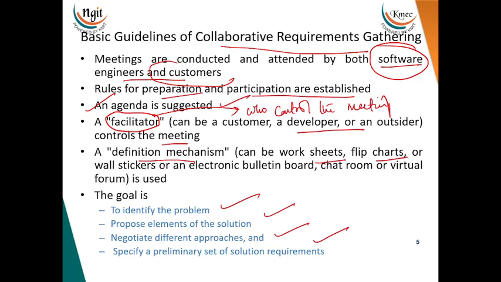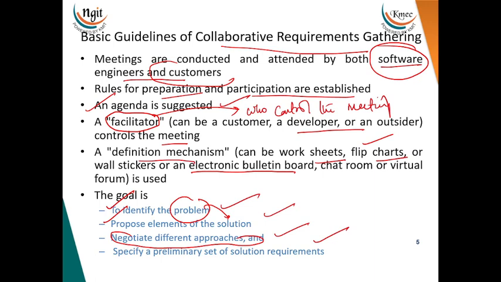A definition mechanism means all the points are noted. It can be a worksheet, flip chart, electronic bulletin board, chat rooms, or other mechanisms to communicate. What is the goal? To identify the problem and propose elements of a solution. If there is a problem, there should be a solution for it. If there is a solution, there should be a negotiation part of it, and a preliminary set of solutions.